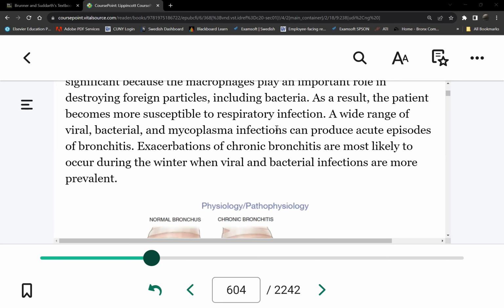So every now and then, especially during the fall season, these patients will have infections. That's why we encourage flu and pneumonia vaccinations for these patients, because they're high risk for respiratory disorders. They get exacerbations, they get attacks, and then we'll talk about treatment shortly.